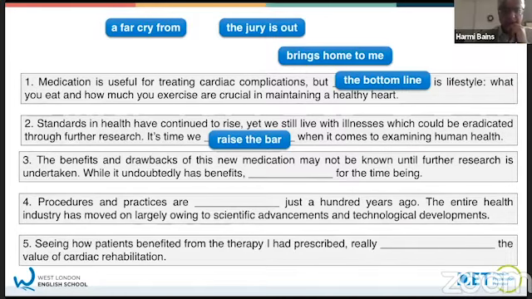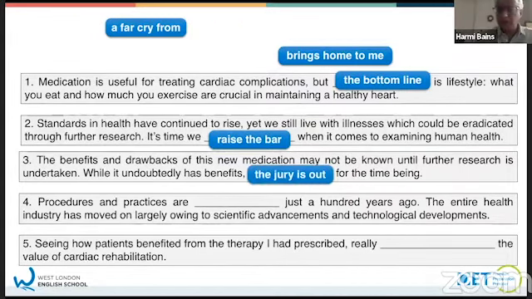Number three, the benefits and drawbacks of this medication may not be known. So we're not sure about something, the jury is out. So it means something is not decided yet. Something is still undecided.